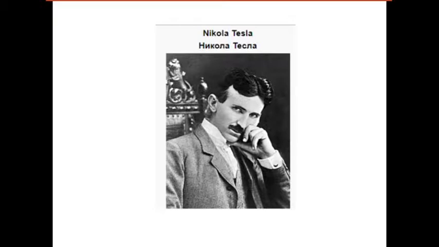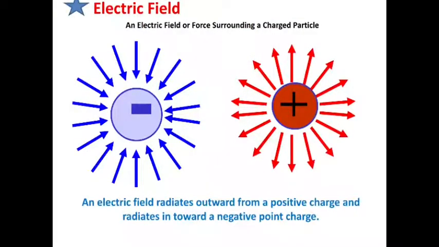Okay, then next we will see where the electric field comes from, and what is the definition of electric field. So if I would like to say something about the electric field, electric field is defined as the electric force per unit charge, and the direction of the field is taken to be the direction of the force it would exert on a positive test charge.